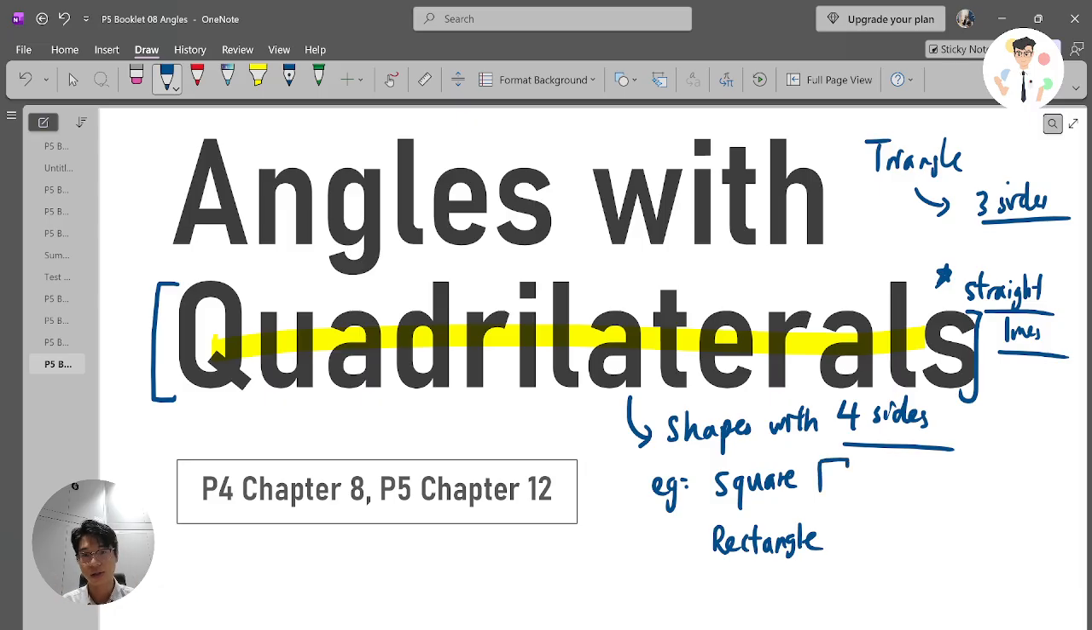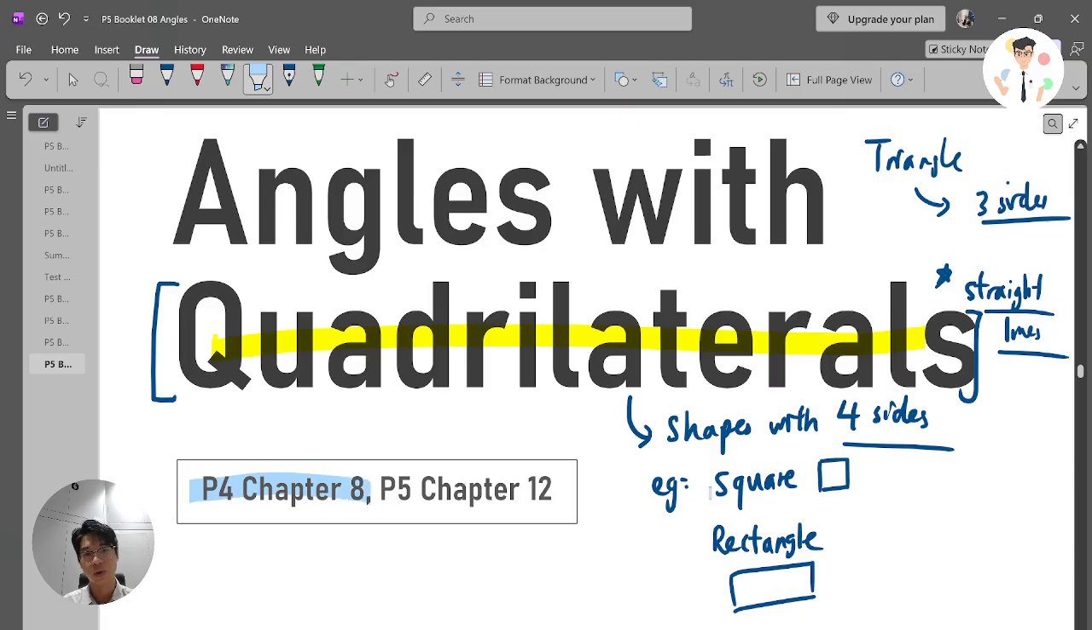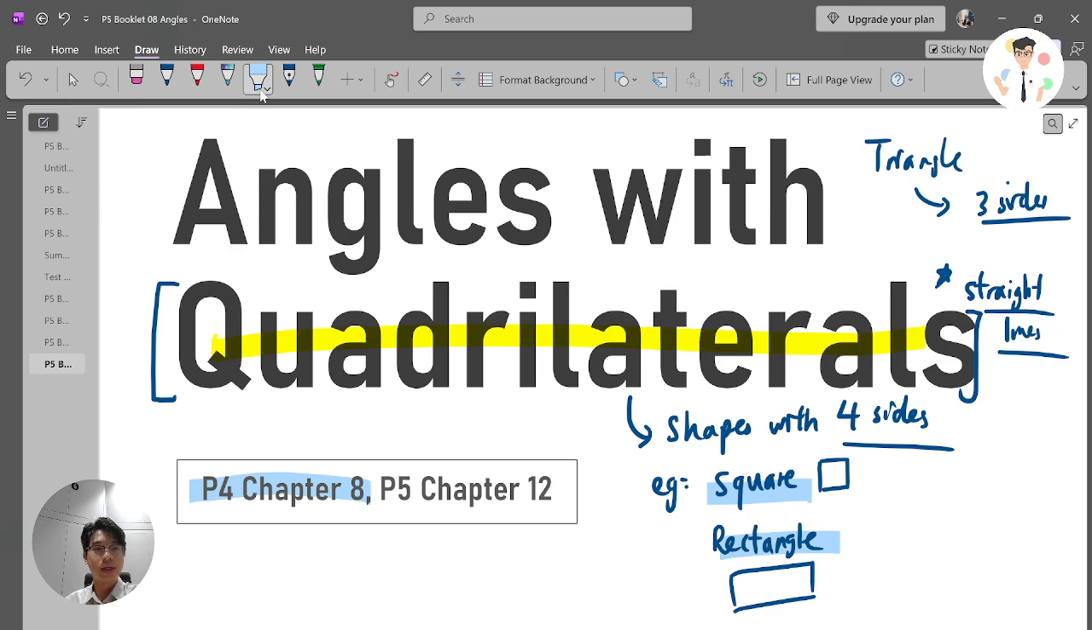Square looks like this. Rectangle looks like this. These are the two common quadrilaterals that you have learned, in P4 chapter 8. But what we are trying to learn more in depth in P5 chapter 12 are the different shapes that you'll be seeing here. The first thing that you'll be seeing in a short while is called rhombus.